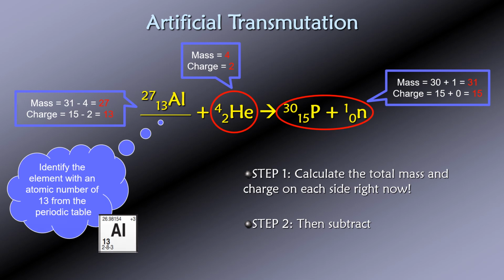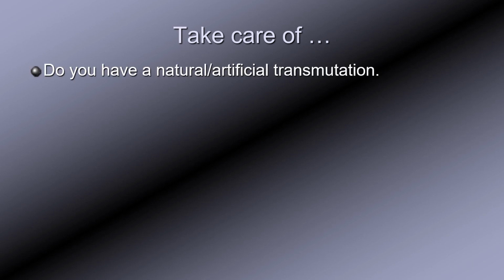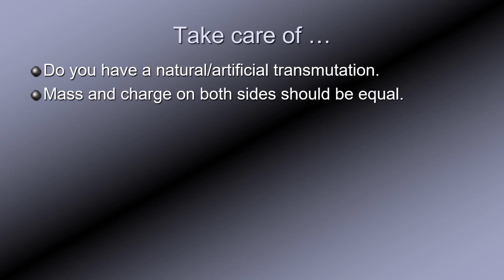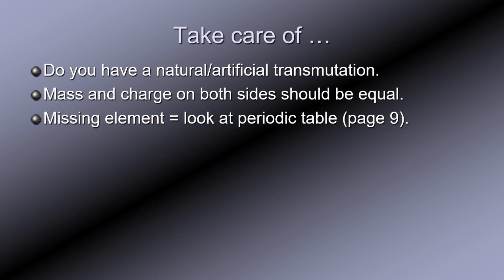Alrighty. So just a couple of things to take care of when you're working with these nuclear equations related to nuclear transmutations. The first thing that you'd want to know is whether you have a natural transmutation or an artificial transmutation. If it's natural, you can just do the subtraction. If it's artificial, you'll want to make sure that you know the total mass and charge on both sides, and then you do the subtraction. Make sure that your mass and charge are equal on both sides.